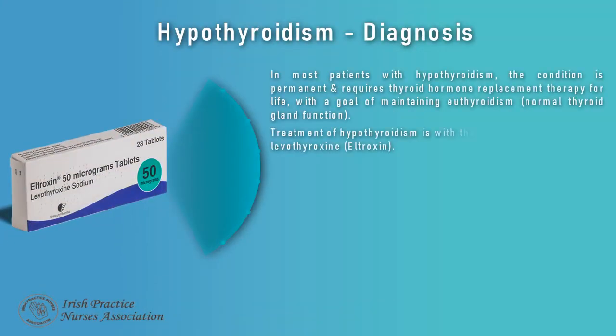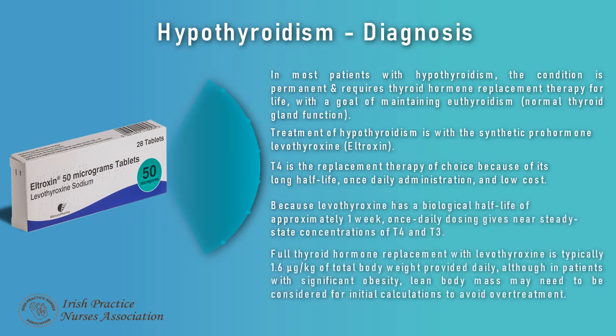In most patients with hypothyroidism, the condition is permanent and requires thyroid replacement hormone therapy for life, with a goal of maintaining euthyroidism, which is normal thyroid gland functioning. Treatment of hypothyroidism is with the synthetic prohormone levothyroxine, commonly known as L-thyroxine. T4 is the replacement therapy of choice because of its long half-life, once daily administration, and low cost.